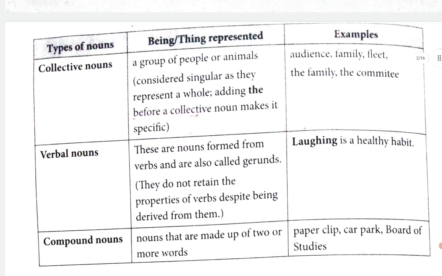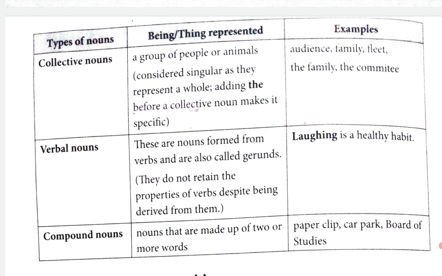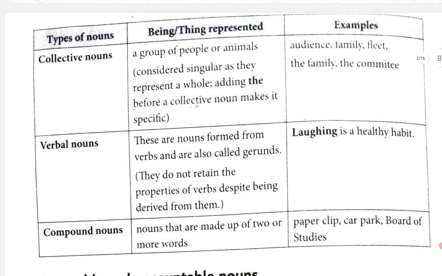The other type of noun is the collective noun. A collective noun means a group of people or animals that are considered singular as they represent a whole. Adding 'the' before a collective noun makes it specific. For example, audience, family, fleet, the family, the committee, etc. A herd of cattle is like that. Words that are used to represent a group of animals or birds, or even organizations, can all be called collective nouns.